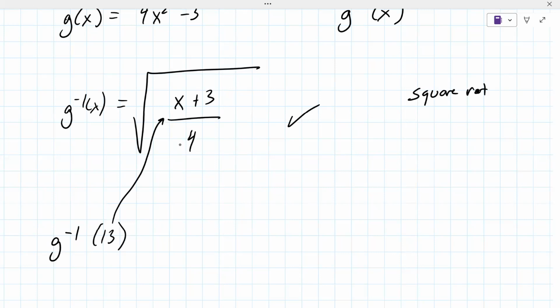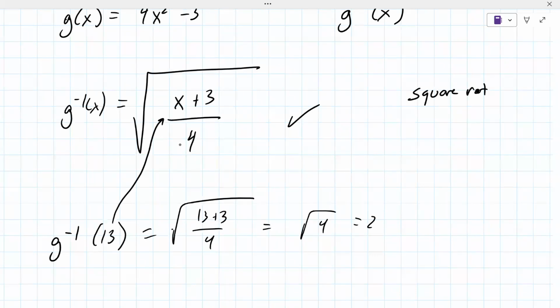Yes, it ends up being the square root of 13 plus 3 over 4, which is the square root of 4, which is 2. All right. Any questions on that before we move to composition of functions? No. Okay.